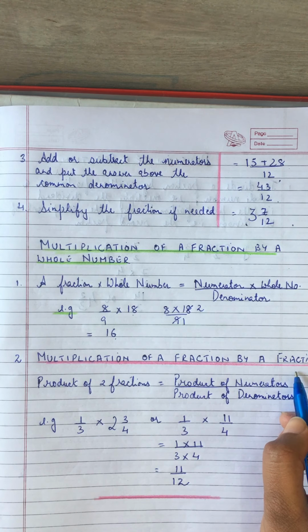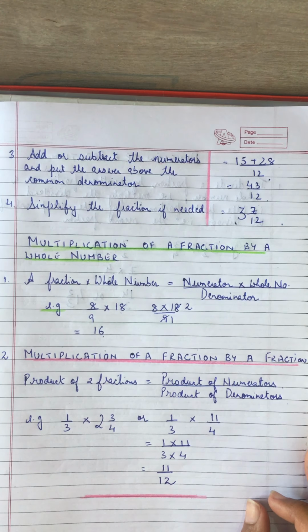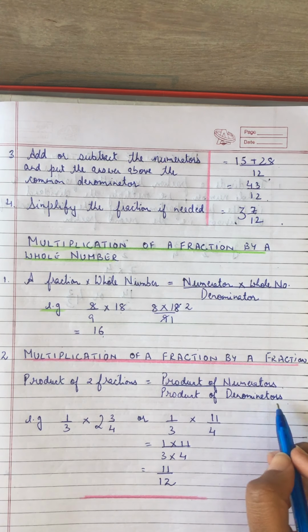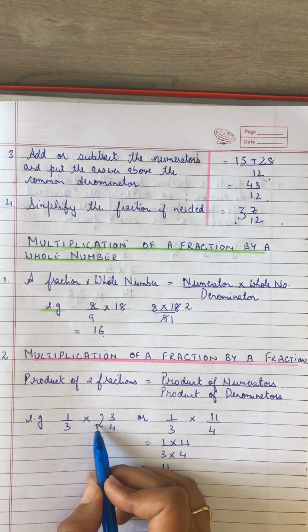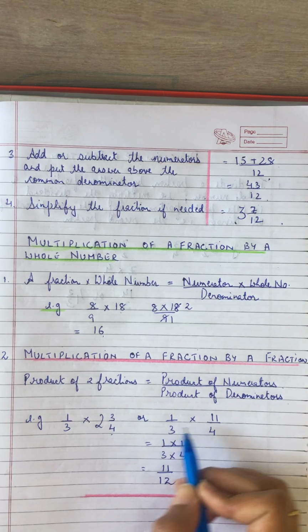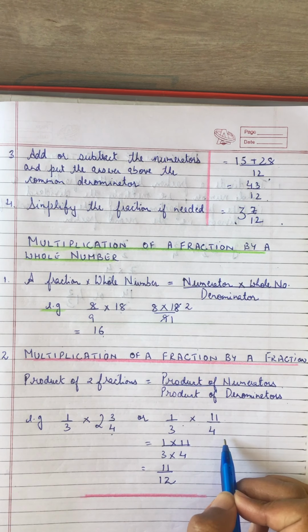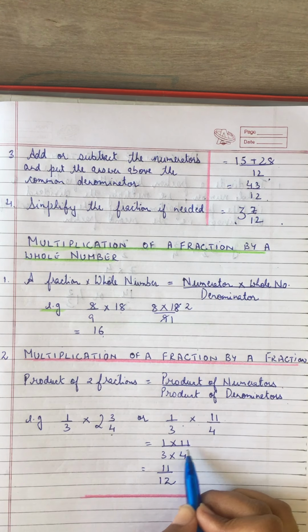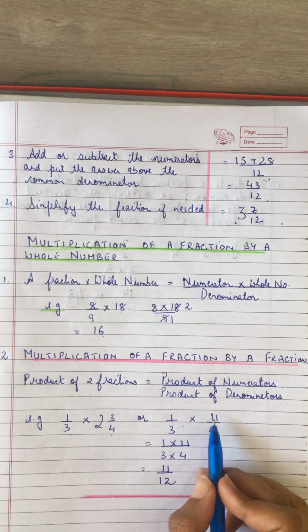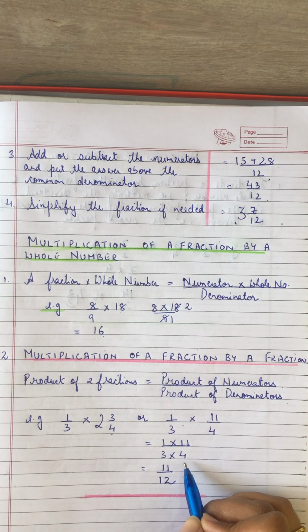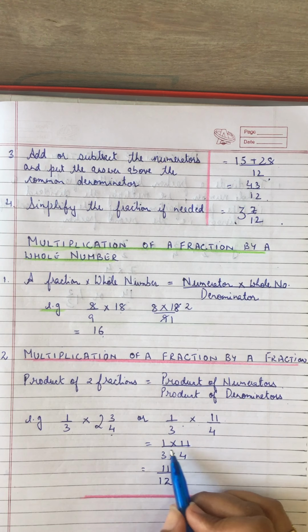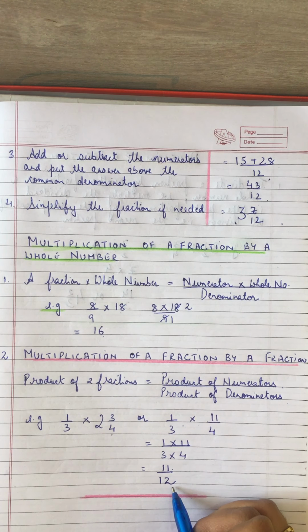Multiplication of a fraction by a fraction. Now the product of two fractions is written as the product of numerators upon the product of denominators. Example, 1 upon 3 multiplied by 2 whole number 3 upon 4 can be written as 1 upon 3 multiplied by 11 upon 4. So 1 into 11 upon 3 into 4. I have multiplied the numerators and I have multiplied the denominators. Now it is my choice. If this fraction can be reduced at this step, we should always reduce it first, because that makes our calculations easier. Over here nothing can be reduced, so I have just multiplied the numerators. I am getting 11 upon 12.